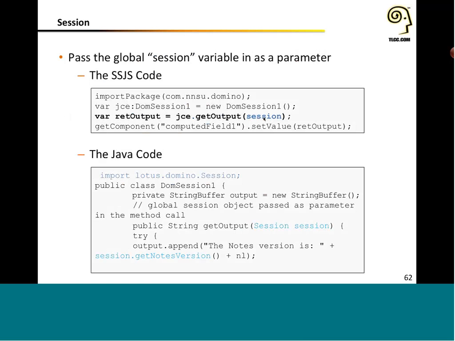And then once you have that session object, you can implement it. So the Java code there is we import the Lotus Domino session. Okay? We get session as session. And then once we have the session object, then the notes version is, we can call session get notes version. We can call any of the methods of the session object from there.